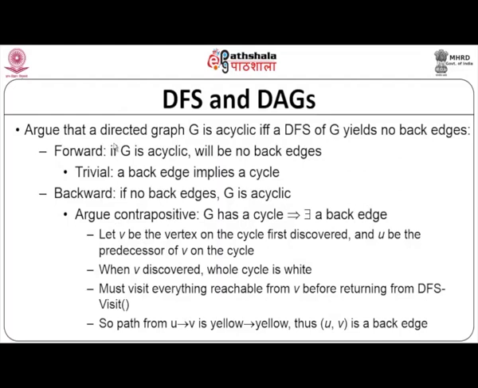The contrapositive argument is: if G has a cycle then there will exist a back edge. Let V be the vertex on the cycle first discovered and U be a predecessor of V in the cycle. When V is discovered, the whole cycle is white, that is, undiscovered. You must visit everything reachable from V before returning from the DFS visit, because DFS visit says that everything reachable from a vertex has to be visited. So, the path from U to V is yellow. Some of these use coloring examples to say yellow means that it is a back edge.